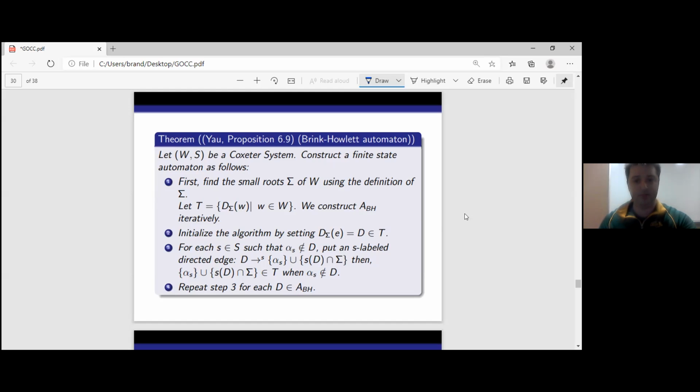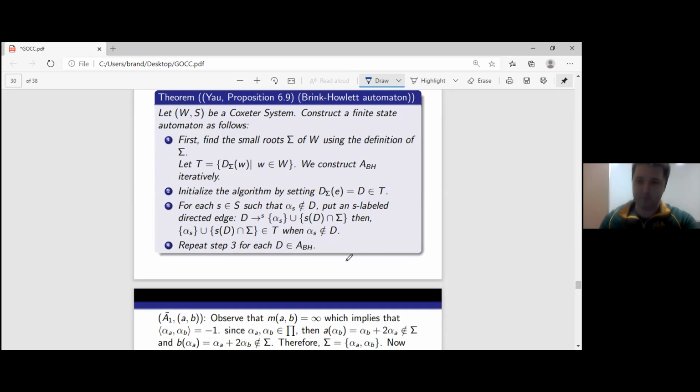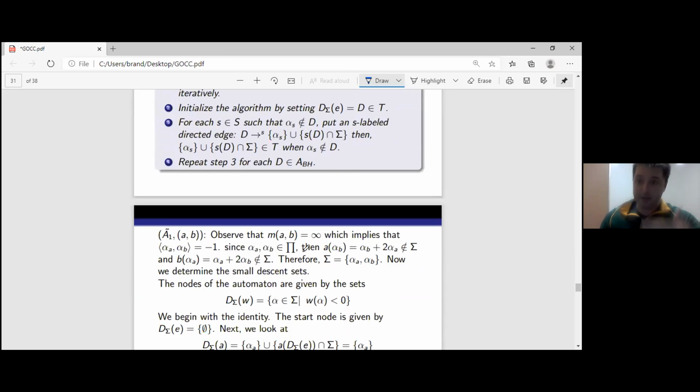You initialize your algorithm saying D, your small descents, equal D, which is in T. Then for each S that's not in D, for your root, you put an S-labeled directed edge, where you take alpha S union the generator that you're going to hit the D set with, intersect the small roots. Then you have that as an element of T when alpha S is not an element of T. We'll see through an example, because that's a little bit confusing. Example is probably best. You repeat the step until it stops, and it will stop. That's been proven, because you have a finite amount of small roots, so that's all you can do.